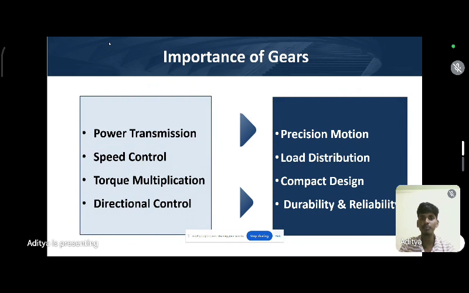This is the importance of gears. First is power transmission, second speed control, then torque manipulation, fourth direction control, and fifth precision motion, load distribution, and compact design.